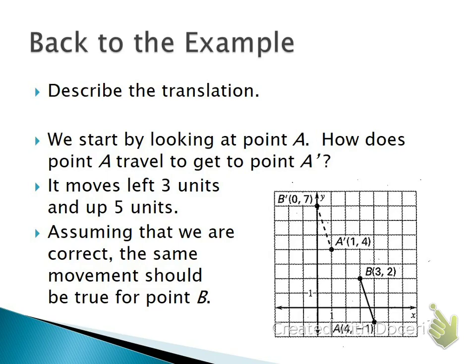Assuming that we are correct, the same movement should be true for point B. So we're just shifting everything. It should all shift the same amount. So left 3 units, 1, 2, 3, and up 5. 1, 2, 3, 4, 5. It worked. That must be how this is translated. Questions about that example?